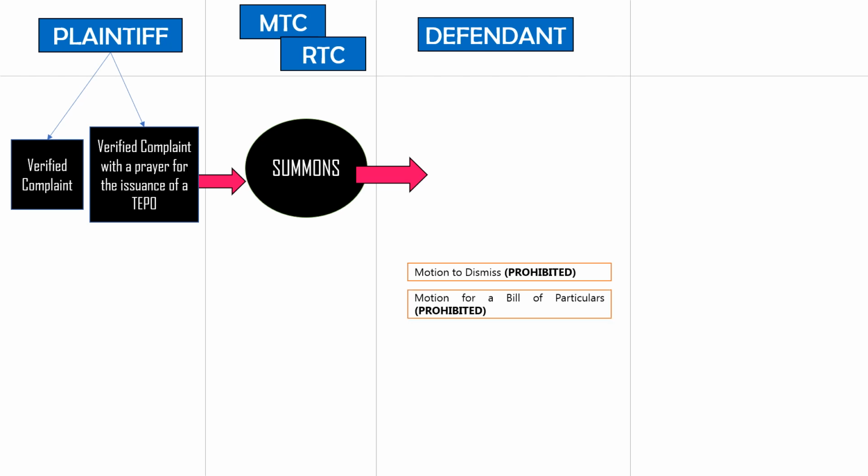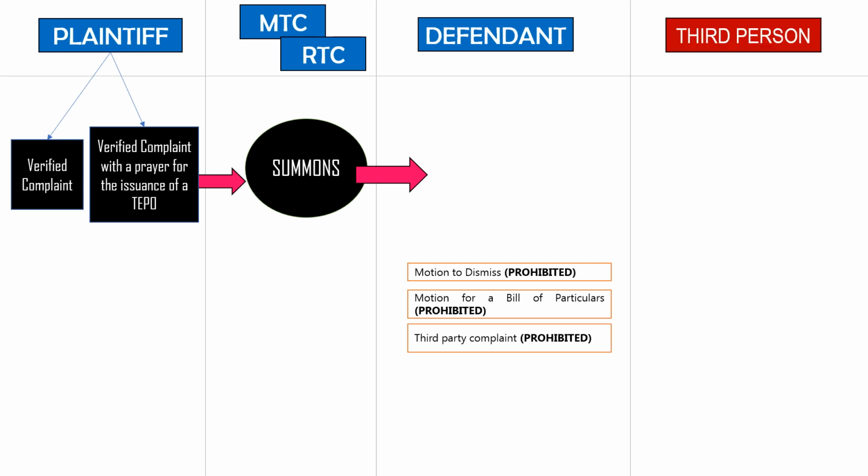So in summary, plaintiff will file a verified complaint or a verified complaint with a prayer for the issuance of a TPO, and then the court will issue summons, and then defendant is not allowed to file a motion to dismiss because that is prohibited. He is also not allowed to file a motion for a bill of particulars. He cannot also file a third-party complaint against a third person. But defendant is allowed to file a motion for extension of time to file his answer as long as the extension will not exceed 15 days. What else can he file?